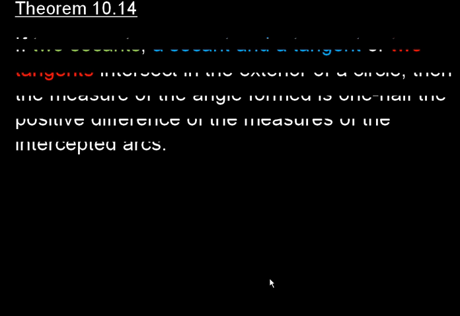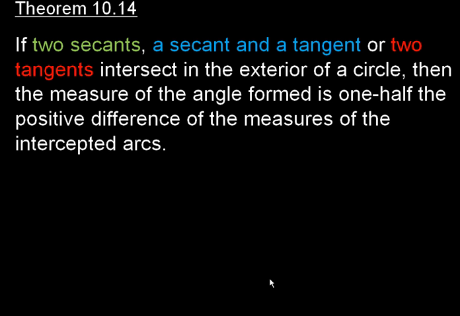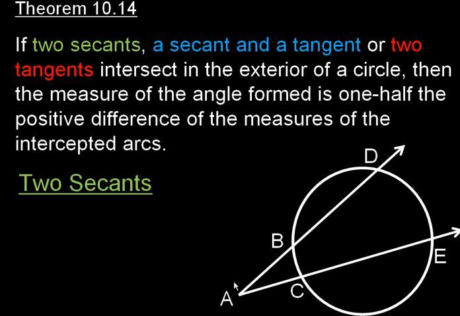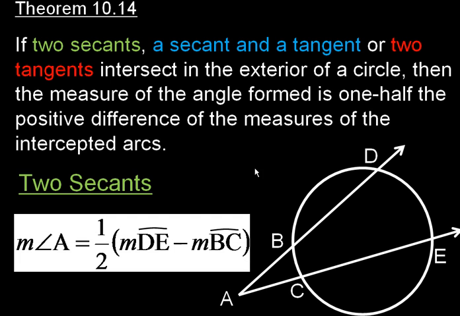Okay, Theorem 10.14, if two secants, a secant and a tangent, or two tangents intersect in the exterior of a circle, then the measure of the angle formed is 1/2 the positive difference of the measures of the intercepted arcs. Okay, so let's look and see how this is. Here's the situation where there's two secants. We have secant AD, secant AE, and they are both intercepting the same circle.